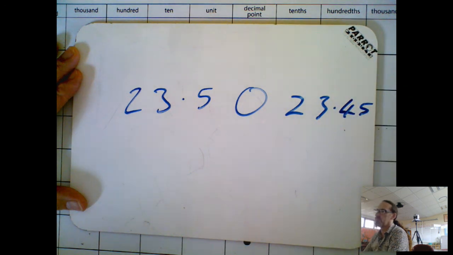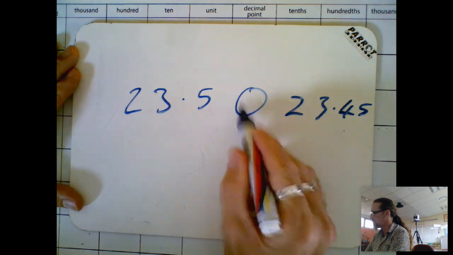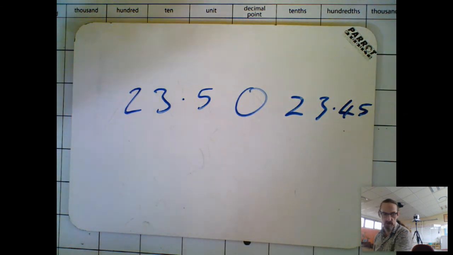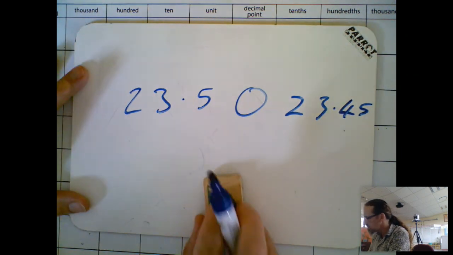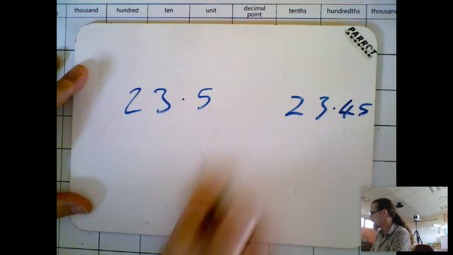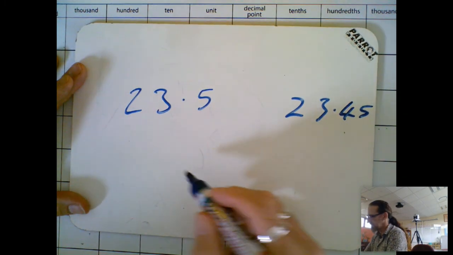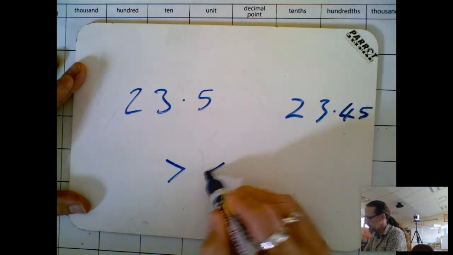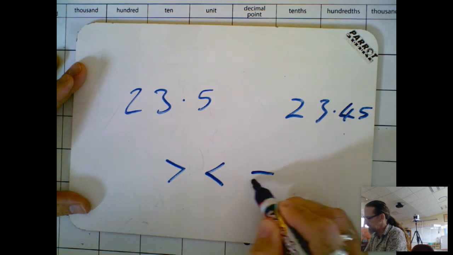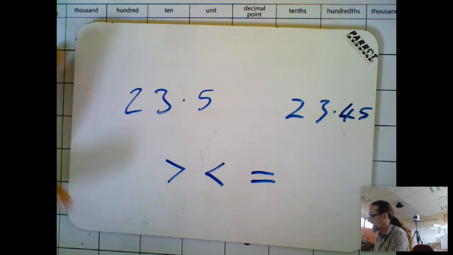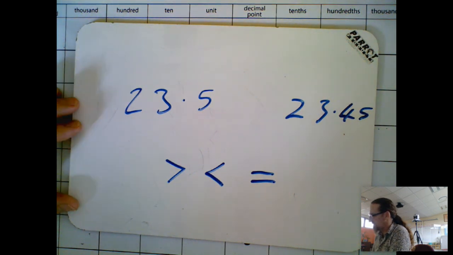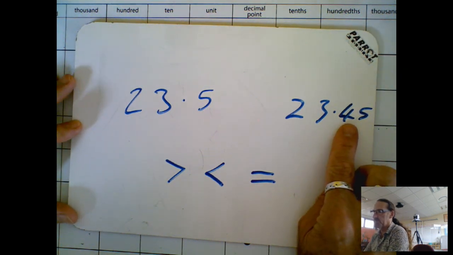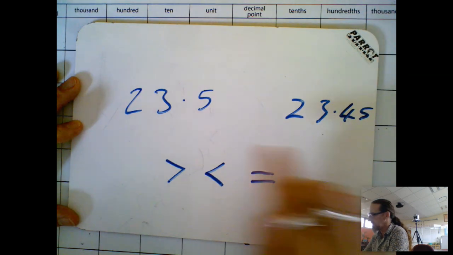23.45, for example. Okay, and we want to know which symbol we're going to put in the middle there. Is it equal? Is it greater than? Or is it less than? So we've got these three symbols to look at, right? Is it greater than? Is it less than? Or is it equal to? This is what we want to find out. And people are getting confused with the value of these digits after the decimal point.